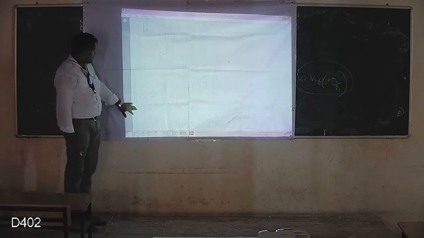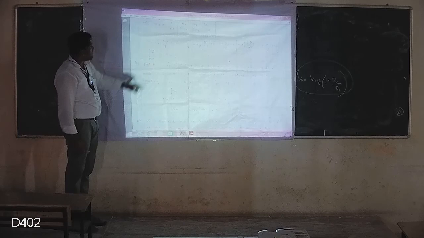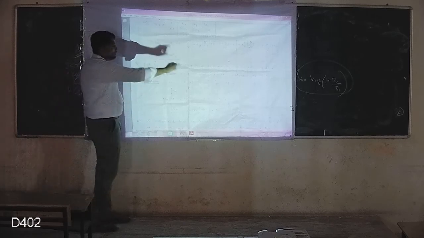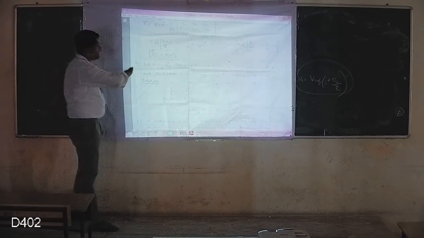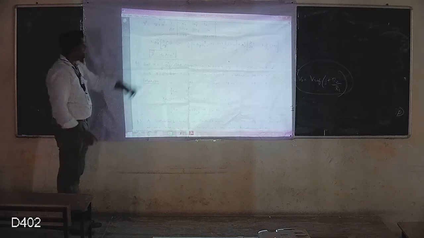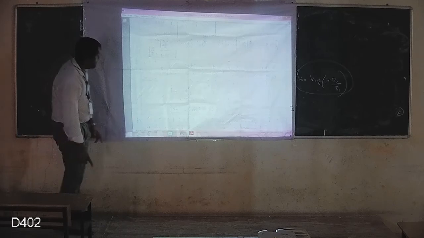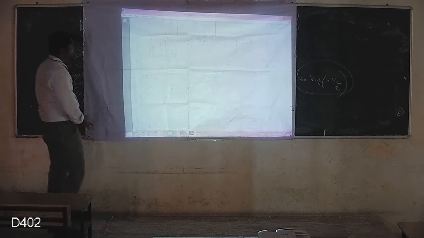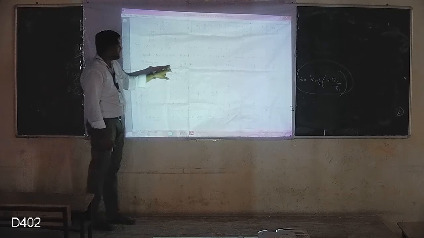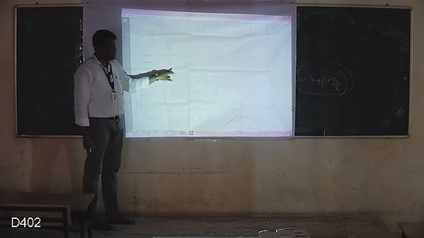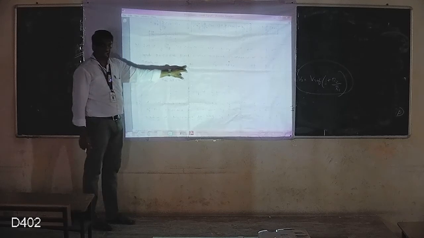Next problem, we are finding H. They are given the H vector, so the region is defined by rho, phi and z. All three values are given. We have to find the scalar magnetic potential at the given point, which is (4, 50 degrees, 2). For scalar magnetic potential, the formula is Vm is equal to minus integral H vector dot dl.